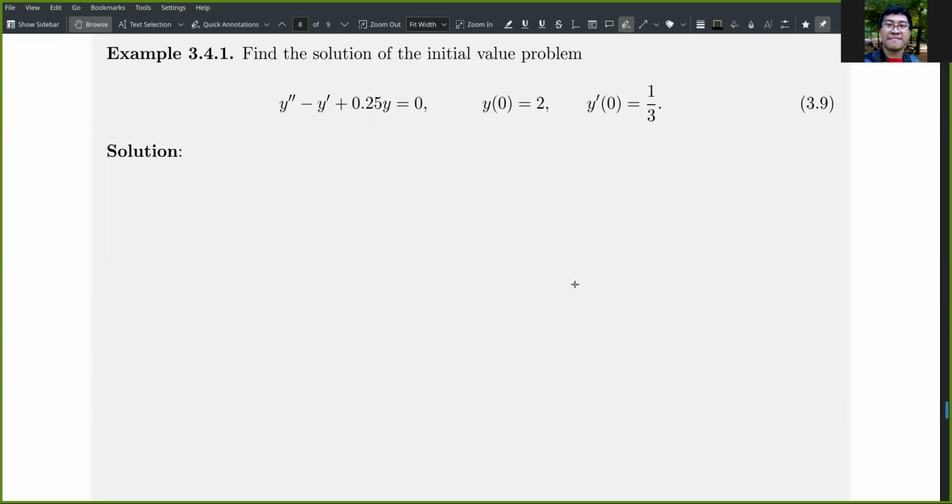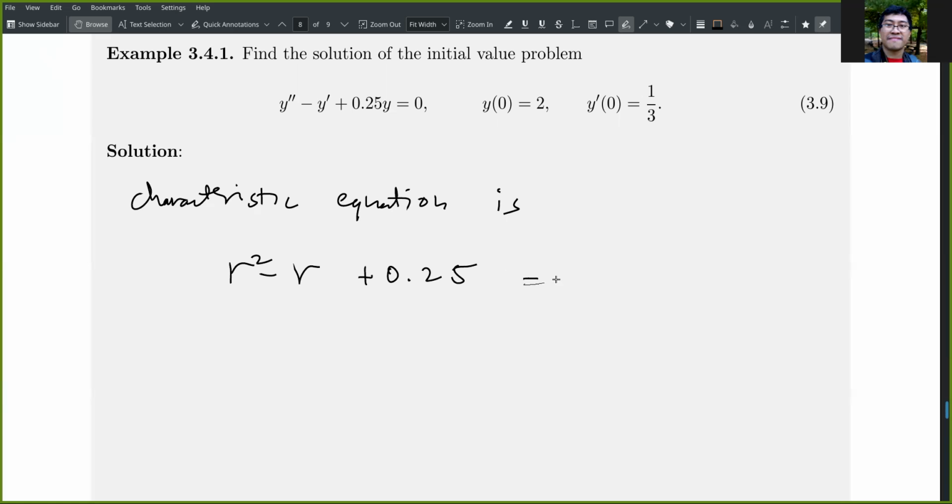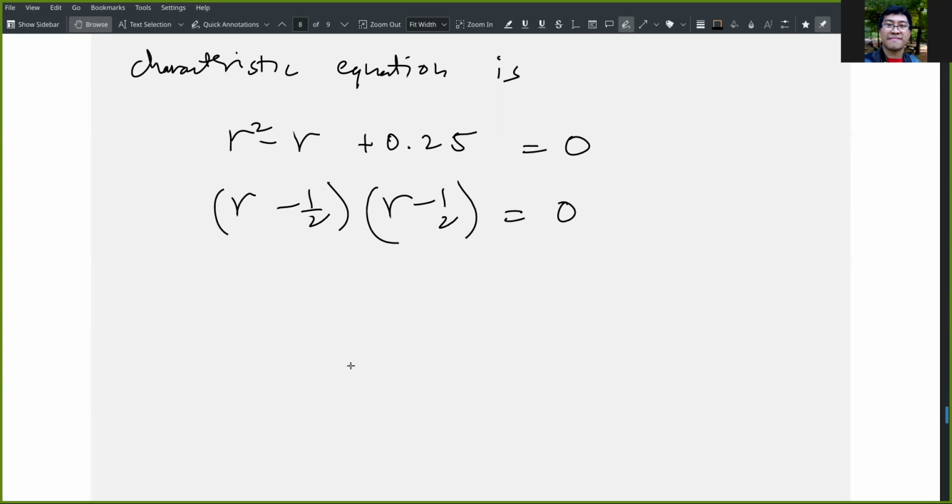For example, let's consider this problem. Find the solution of the initial value problem. The characteristic equation is r squared minus r plus 0.25 equals 0. So you can write this as r minus 1 half times r minus 1 half. So the root is 1 half of multiplicity 2.